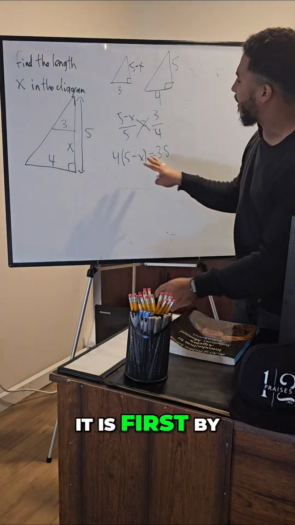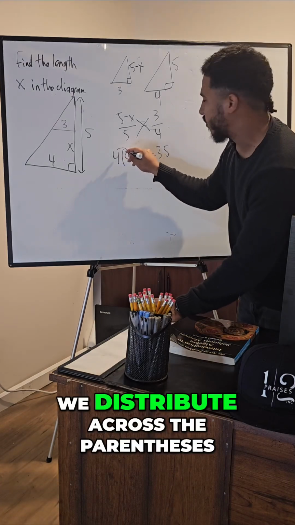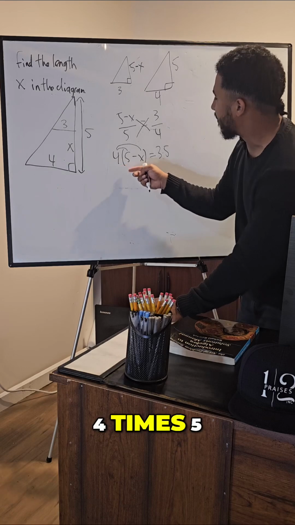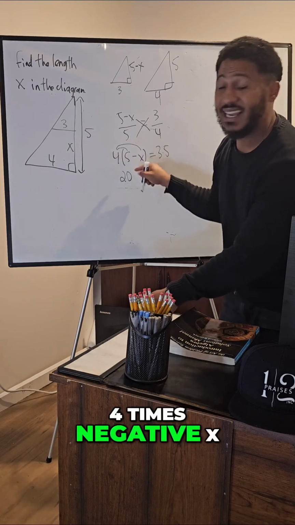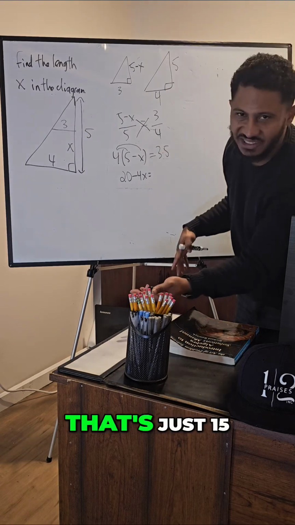Now, how we solve it is first by getting rid of these parentheses. They're just kind of in the way. So how do we get rid of them? We distribute across the parentheses. 4 times 5, we get 20. 4 times negative x, we get negative 4x. And here, 3 times 5, that's just 15.